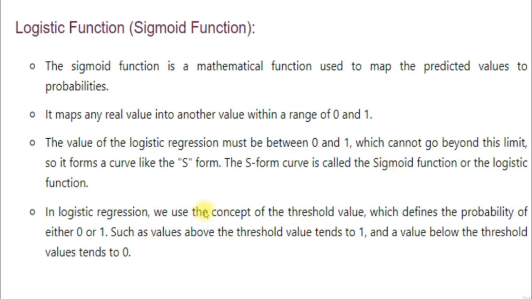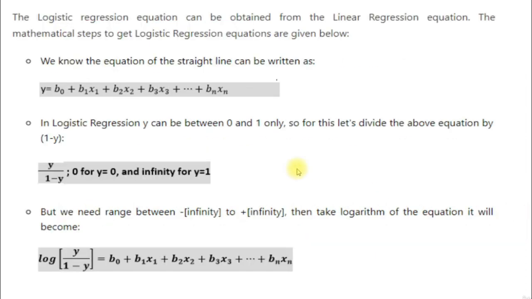In logistic regression, we use the concept of a threshold value, which defines the probability of either 0 or 1, such as values above the threshold value tend to be 1 and values below the threshold tend to be 0. This we already discussed. Now, these are some of the mathematical equations that are important for logistic regression.